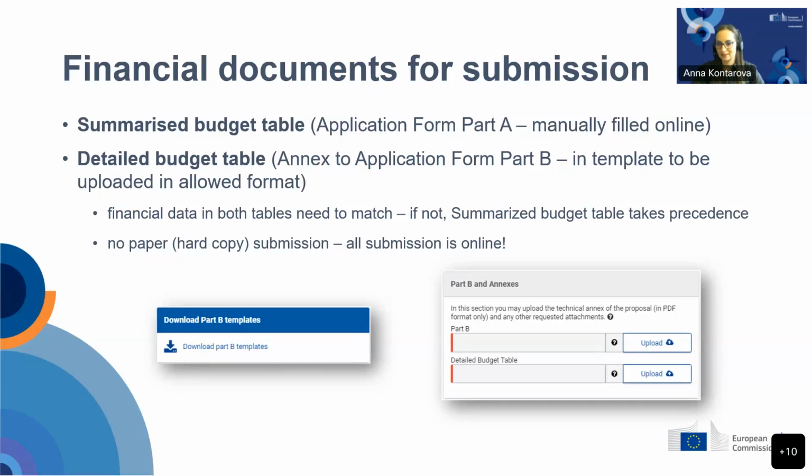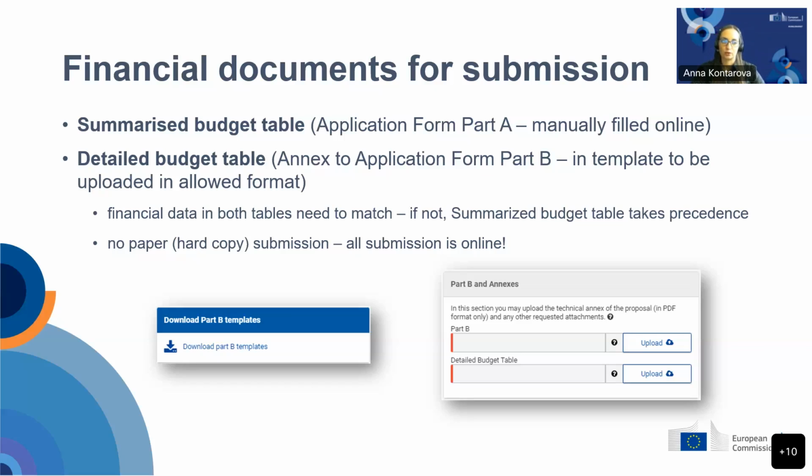application. These are the summarized budget table, which is application form part A. This is to be manually filled online directly in the portal, and the second one is the detailed budget table. This one is a template to be filled and uploaded in allowed format. Normally this format should be PDF, therefore please pay attention how you convert and merge this file, because it has to be one file for the whole consortium.